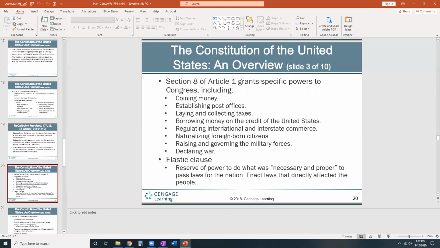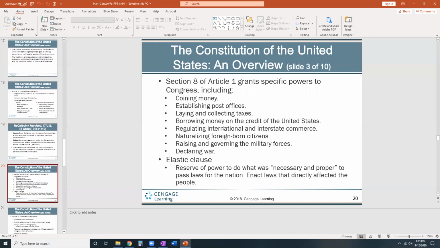The power of creating citizens. So if you're somebody that originally was born in Cuba and you want to become a U.S. citizen, the steps you have to take and the procedures you have to follow to become a U.S. citizen, all of that can be determined by Congress and by federal law. The power to create armed forces, meaning the power to create the military, the Army, the Navy, the Air Force. And of course, the power to also start wars. That's all given to Congress.